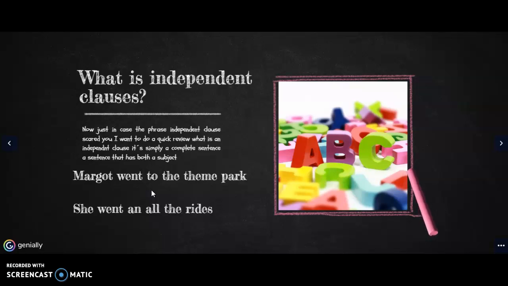So in our first example, Margot went to the park. Margot is the subject and went is the verb. And in the second sentence, she is the subject and went is the verb.